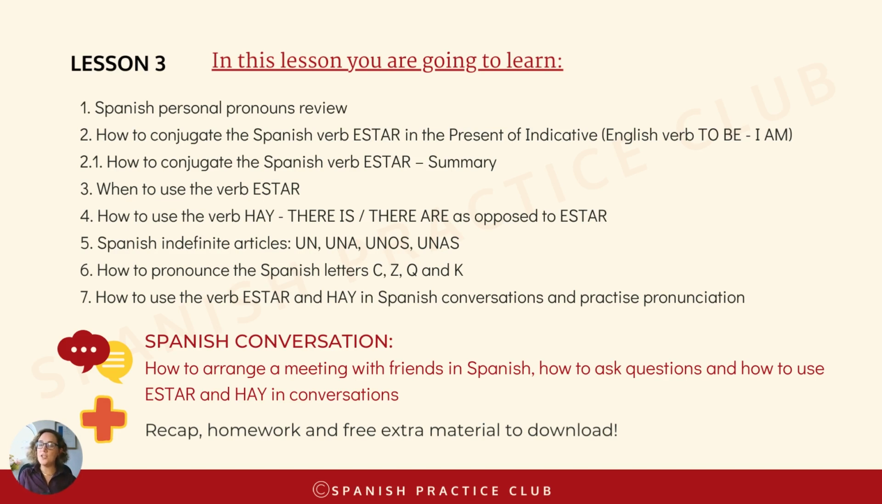In the pronunciation part of this week's lesson, we are going to be focusing on the letters C, Z, Q, and K. So the Spanish letters C, Z, Q, and K. And then we're going to put all that together, the pronunciation, the use of all these verbs in the present of indicative, and we are going to include that in the conversation topic of this week, which is going to be how to arrange a meeting with friends in the Spanish language.